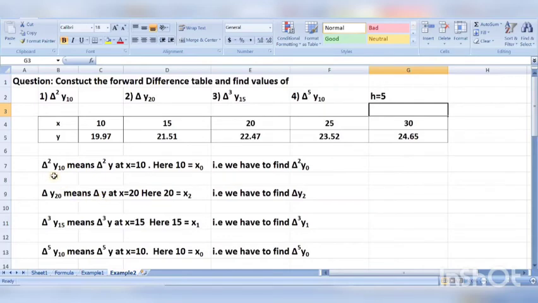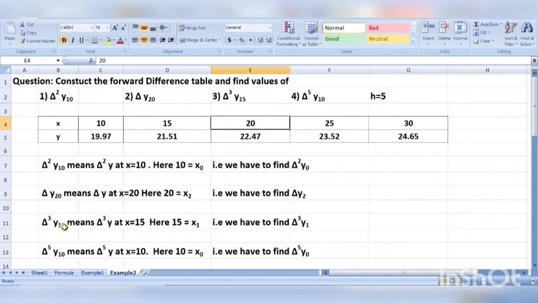So delta square y10. Now let us see what we want to find here. Delta square y10 means we have to find delta square y0, because 10 is our x0 and y0 means the value of y at x equals 10. So here it is delta square y0. Similarly, delta y20 means delta y at x equals 20. But what is the position of x equal to 20? Look here: this is x0, this is x1, this is x2. So 20 equals x2. That is, we have to find delta y2.